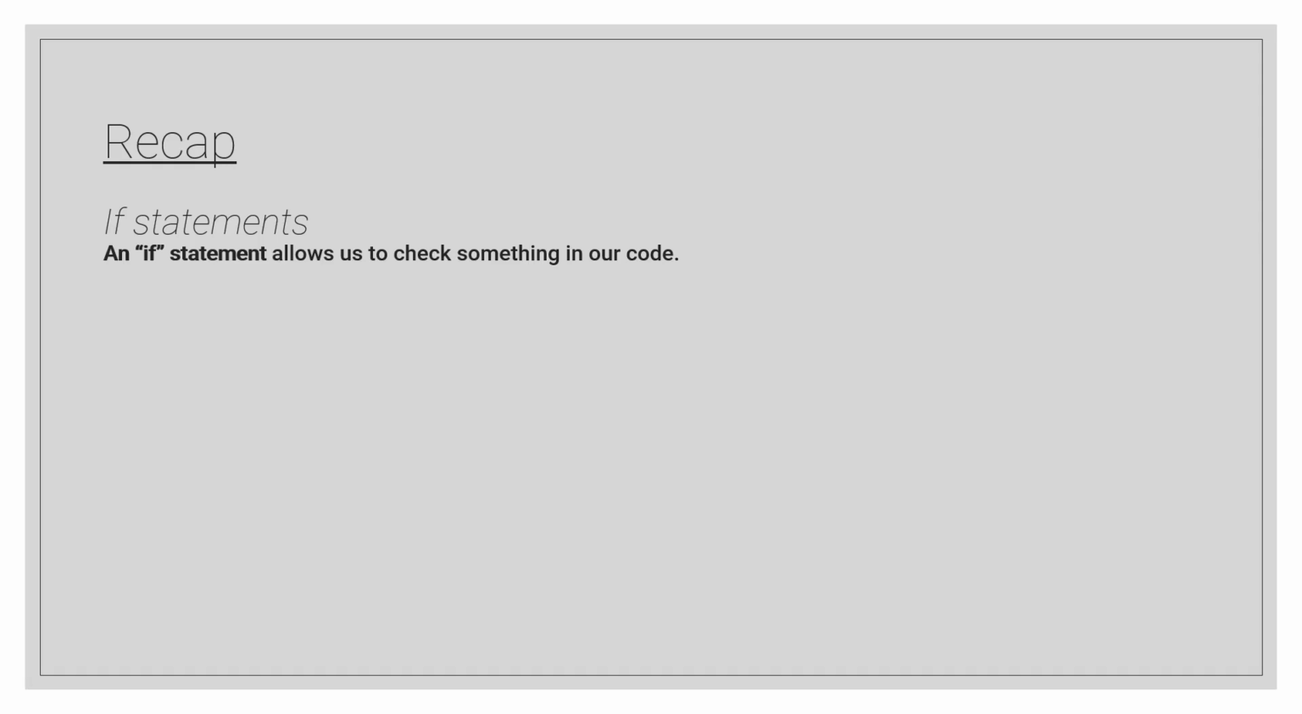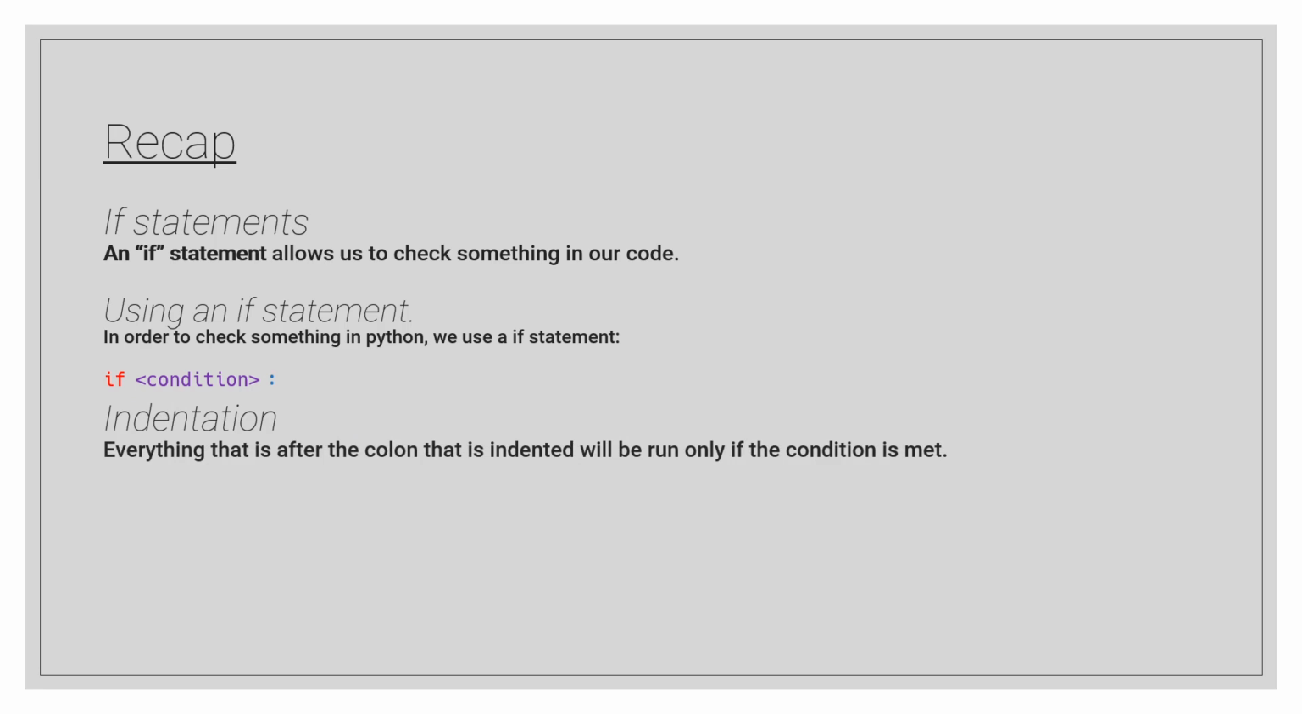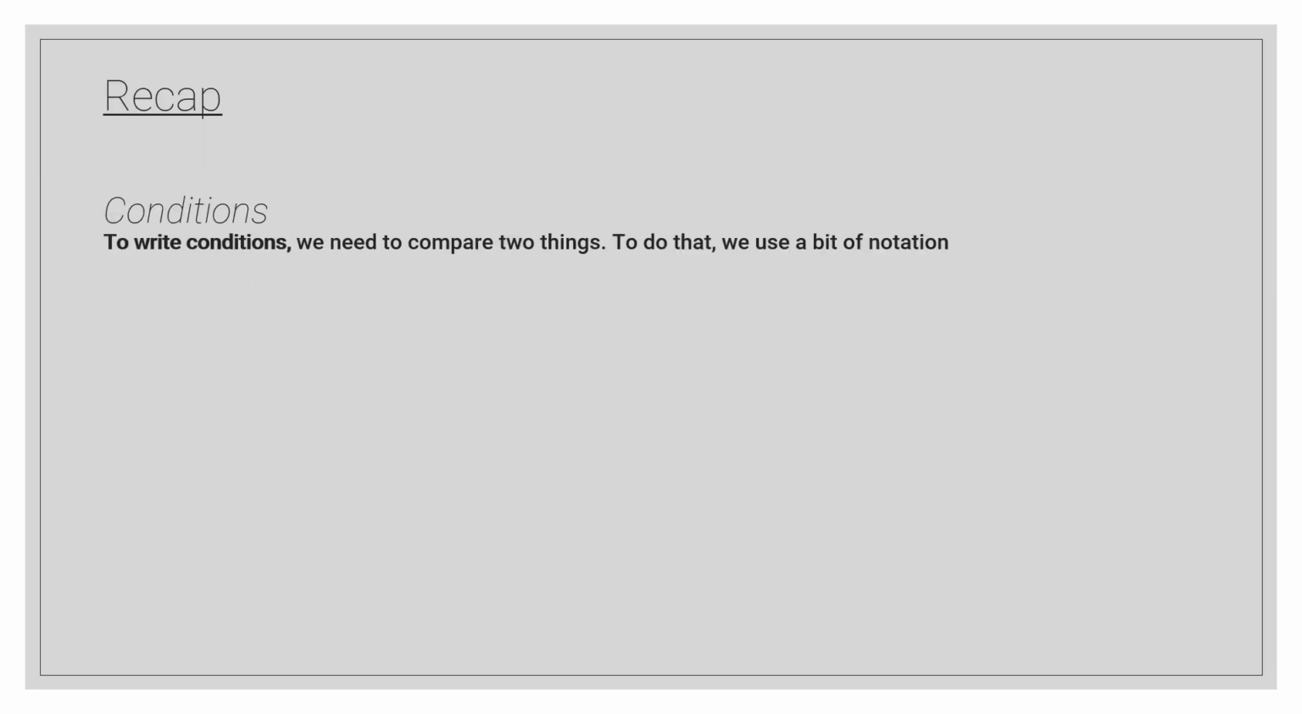First, we covered if statements. An if statement allows us to check something in our code. In order to check something in Python, we do this. We first write the if statement to tell the computer that we're checking something, then we write our condition, and then a colon, and we indent everything after that.